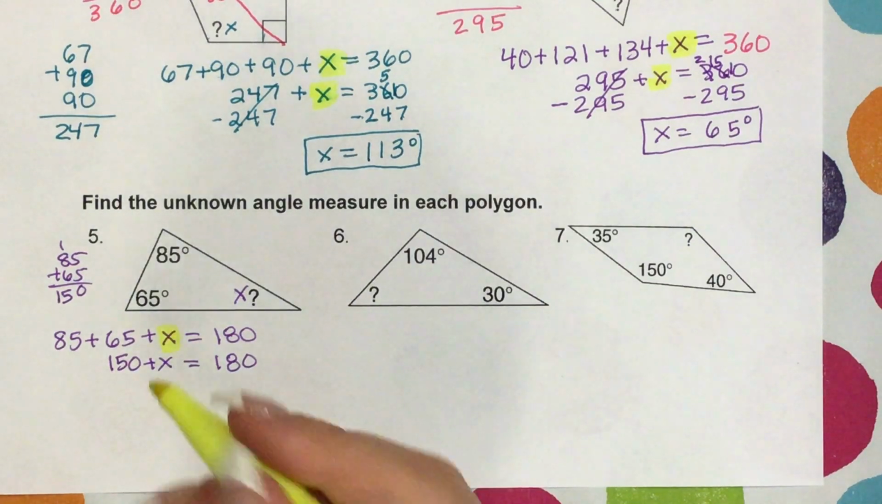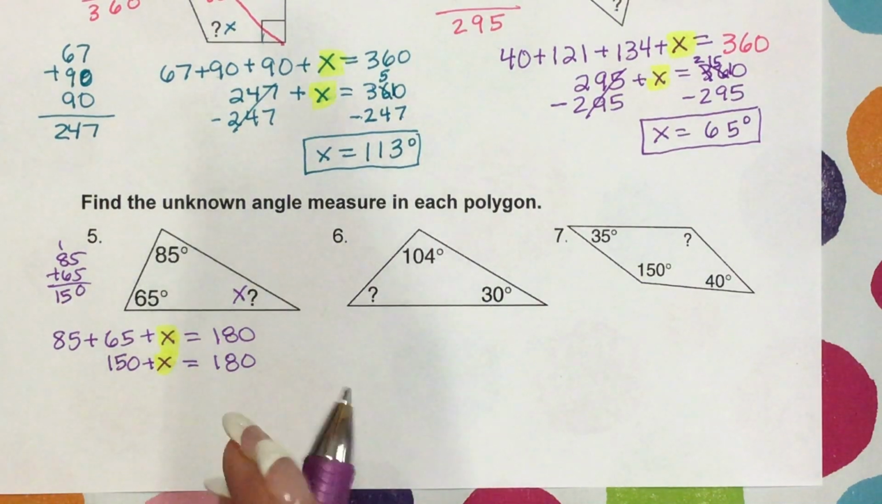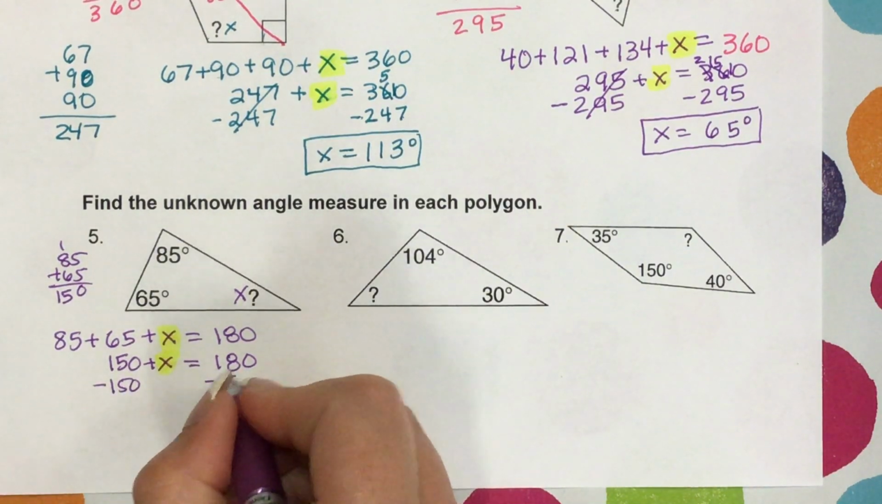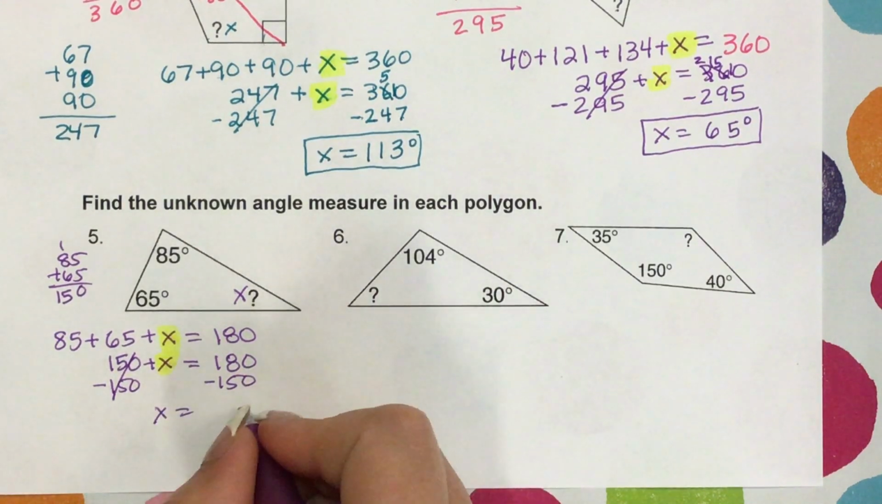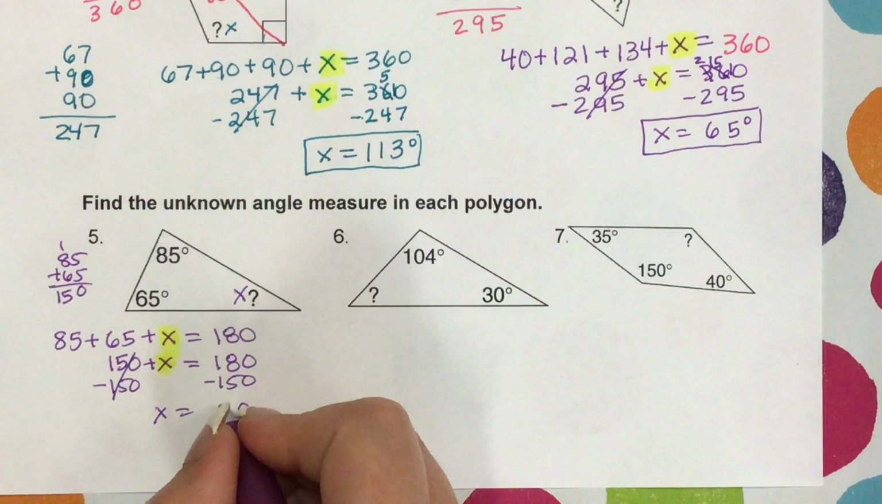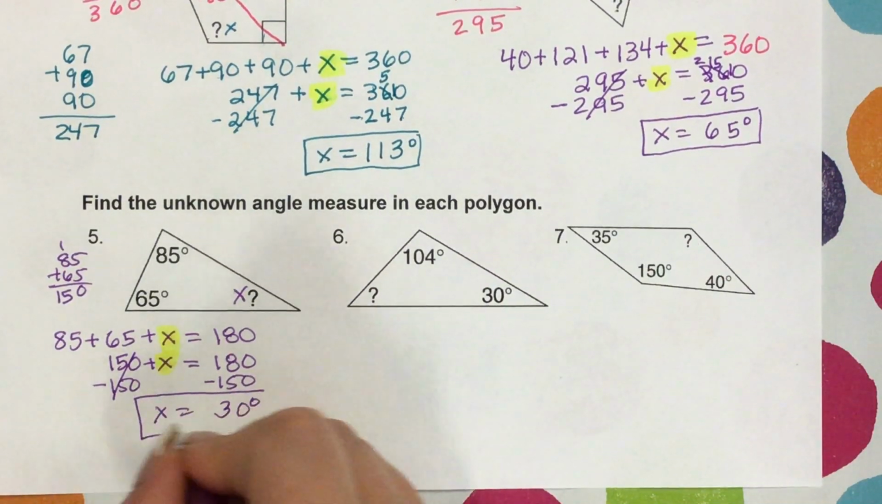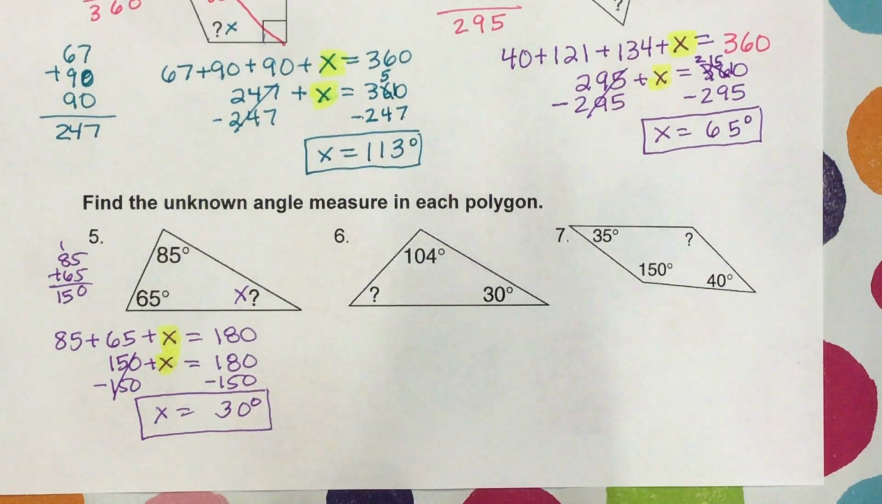Okay, we're still trying to get x by itself. So we need to isolate it. We need to do the inverse operation of addition, which would be subtraction. We're going to subtract both sides by 150. Those cancel out and become 0. We're left with x equals, we do the subtraction, 0 take away 0, 0, 8 take away 5 is 3, and 1 take away 1 is 0. So our answer ends up being 30 degrees. So if you got that for right here, this angle, great job.